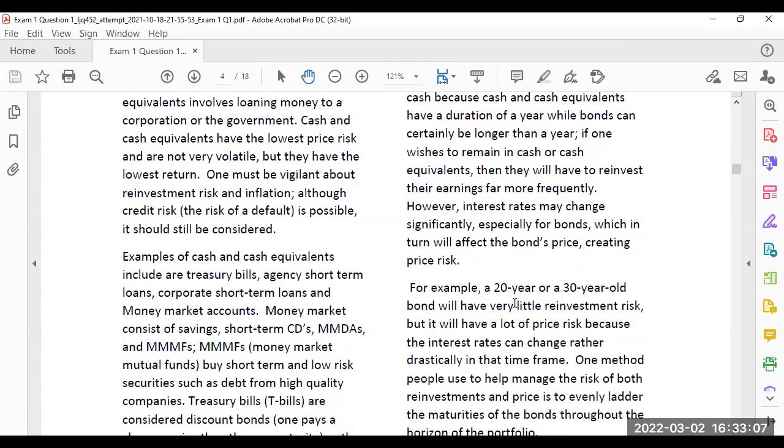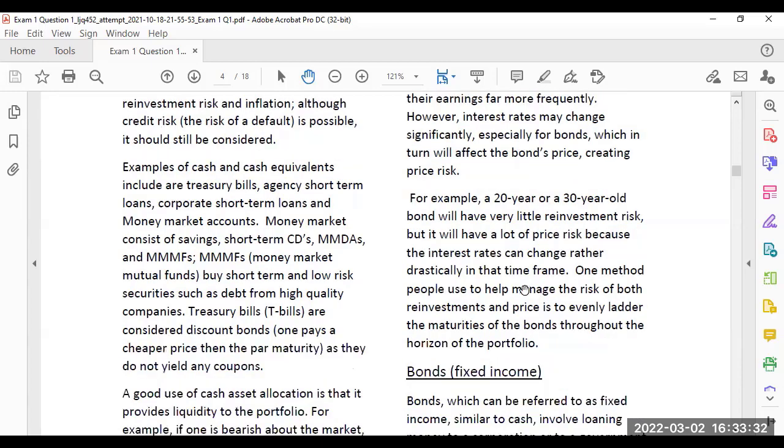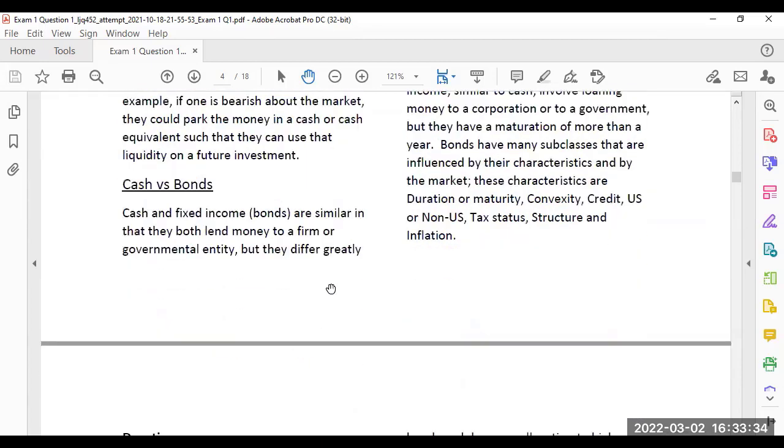Now remember on bonds, don't say bonds have low reinvestment risk and high price risk. That's just not true. Cash has high reinvestment risk and low price risk, but bonds have varying degrees of reinvestment and price risk. Long-term bonds have high price risk, low reinvestment risk. Short-term bonds have higher reinvestment risk, but lower price risk. So it varies. Cash is just no price risk, all reinvestment risk. So, all right, y'all see I can't really do this.